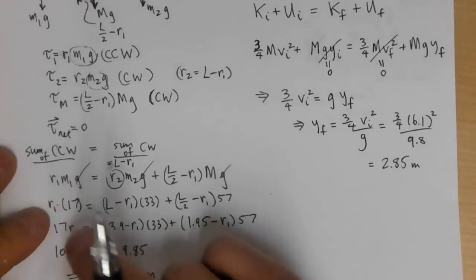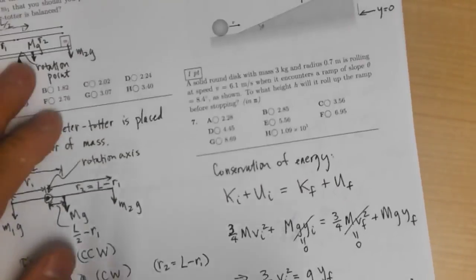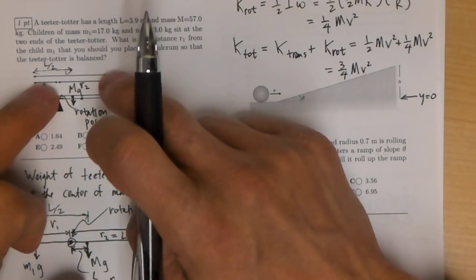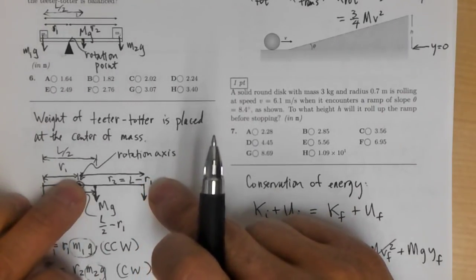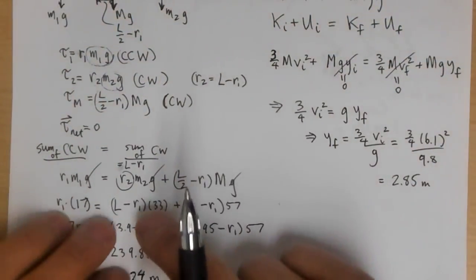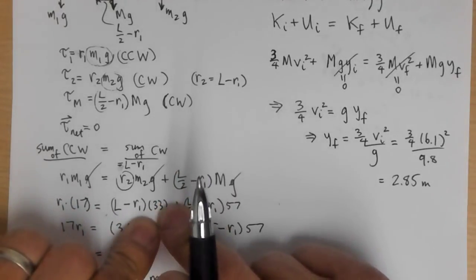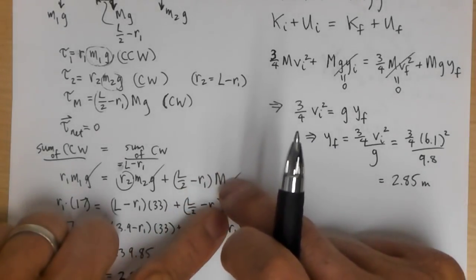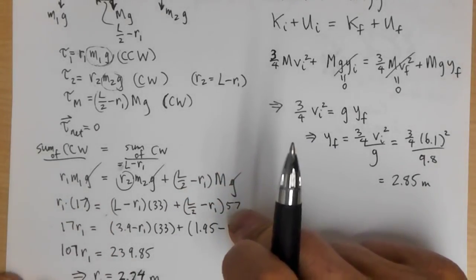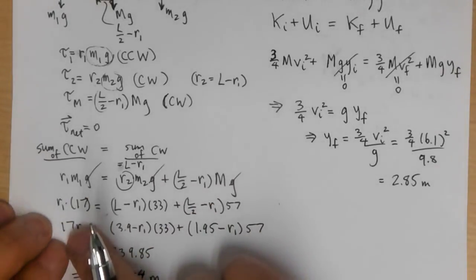You don't know R1, that's what we're solving for. But R2 can be written in terms of L minus R1. Remember, that's what we said up here. R2 is equal to L minus R1. Okay, so I can replace that. And then I have times 33 for M2, and then I have (L over 2 minus R1) times capital M, which is 57. So now I have R1 is the only thing I don't know.